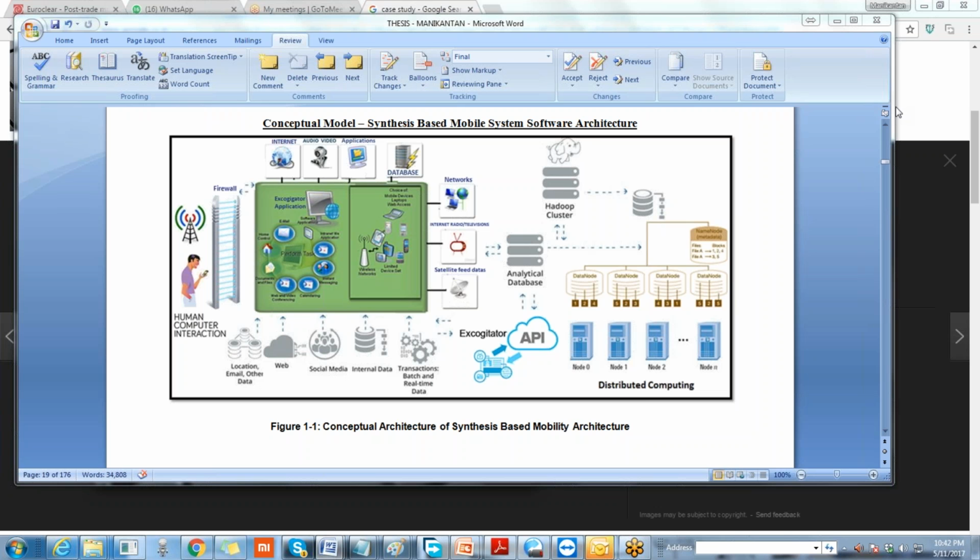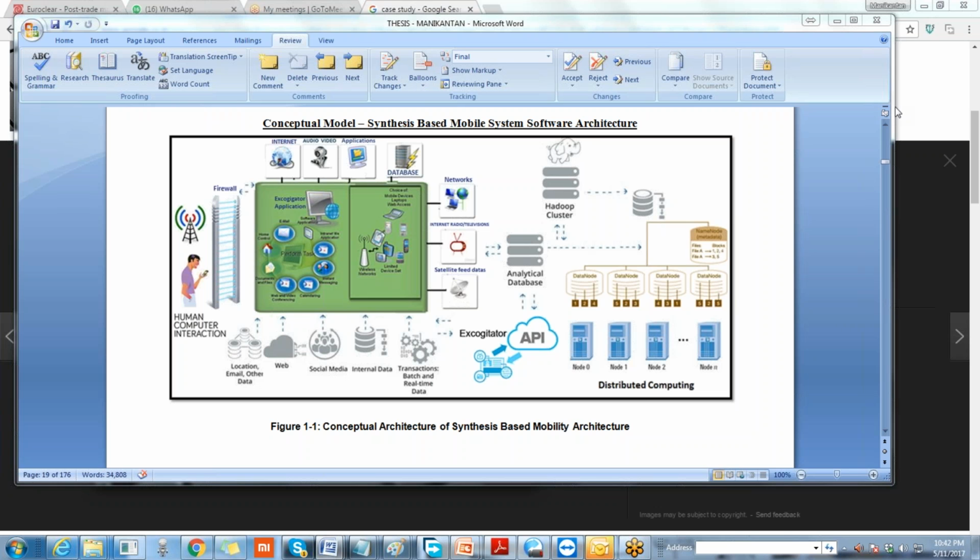Okay, this can be loaded in any device. It's not only for the mobile. This can be loaded into a washing machine. This can be loaded into a fridge. It can be loaded into a TV. It can be loaded into a computer. It can be loaded into a mobile.